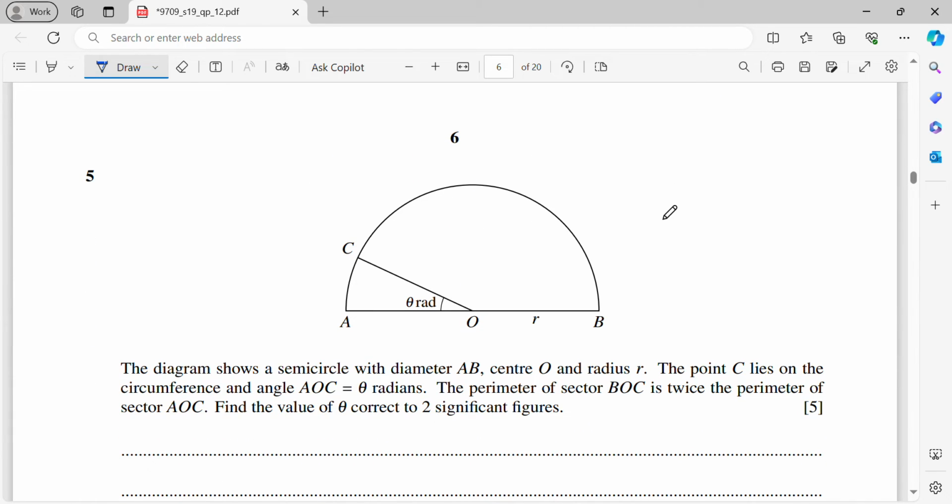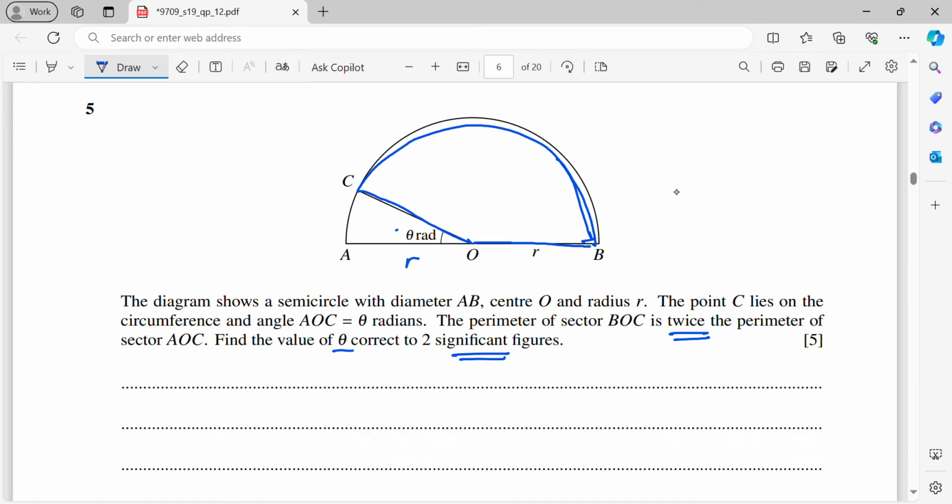Okay, now for question number 5. The diagram shows a semicircle with diameter AB, center O and radius R. That means OA is R, and OB is R. Now, the point C lies on the circumference and angle AOC is theta, as given on the diagram. The perimeter of sector BOC, perimeter meaning all these lengths, is twice the perimeter of AOC, the small sector. Find theta correct to two significant figures.